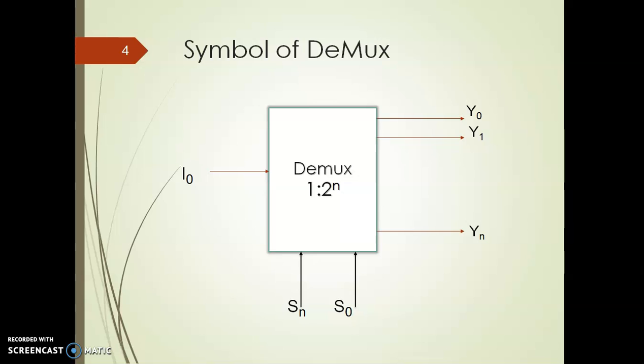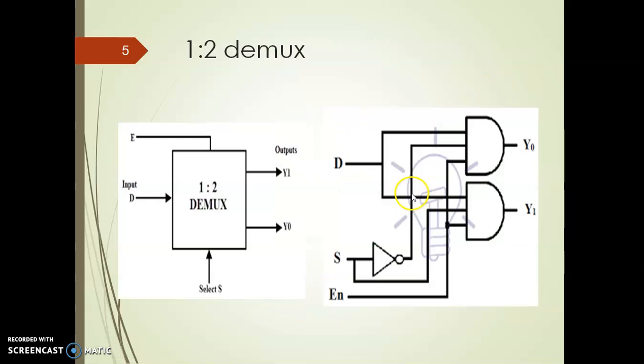Here it shows exactly that the input line is 1, but there are n output lines, and that number of output lines always depends on the number of select lines. So here S0 to Sn are the select lines, so depending on how many select lines there are, 2 raised to n output lines will be generated in a demultiplexer.